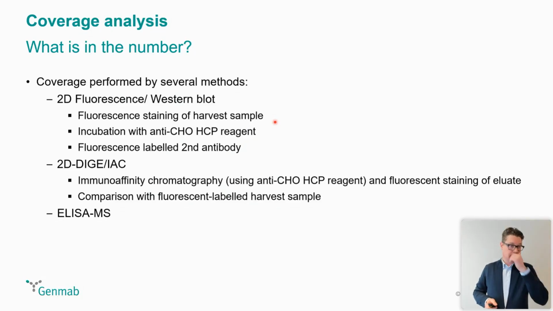A second method that we screened was the 2D DIGE combined with immunoaffinity chromatography, again using the HCP reagent of choice. And then you compare that with the fluorescent labeled harvest sample. And the final approach is the one we already used for the screening of these commercial kits, the ELISA-MS approach.